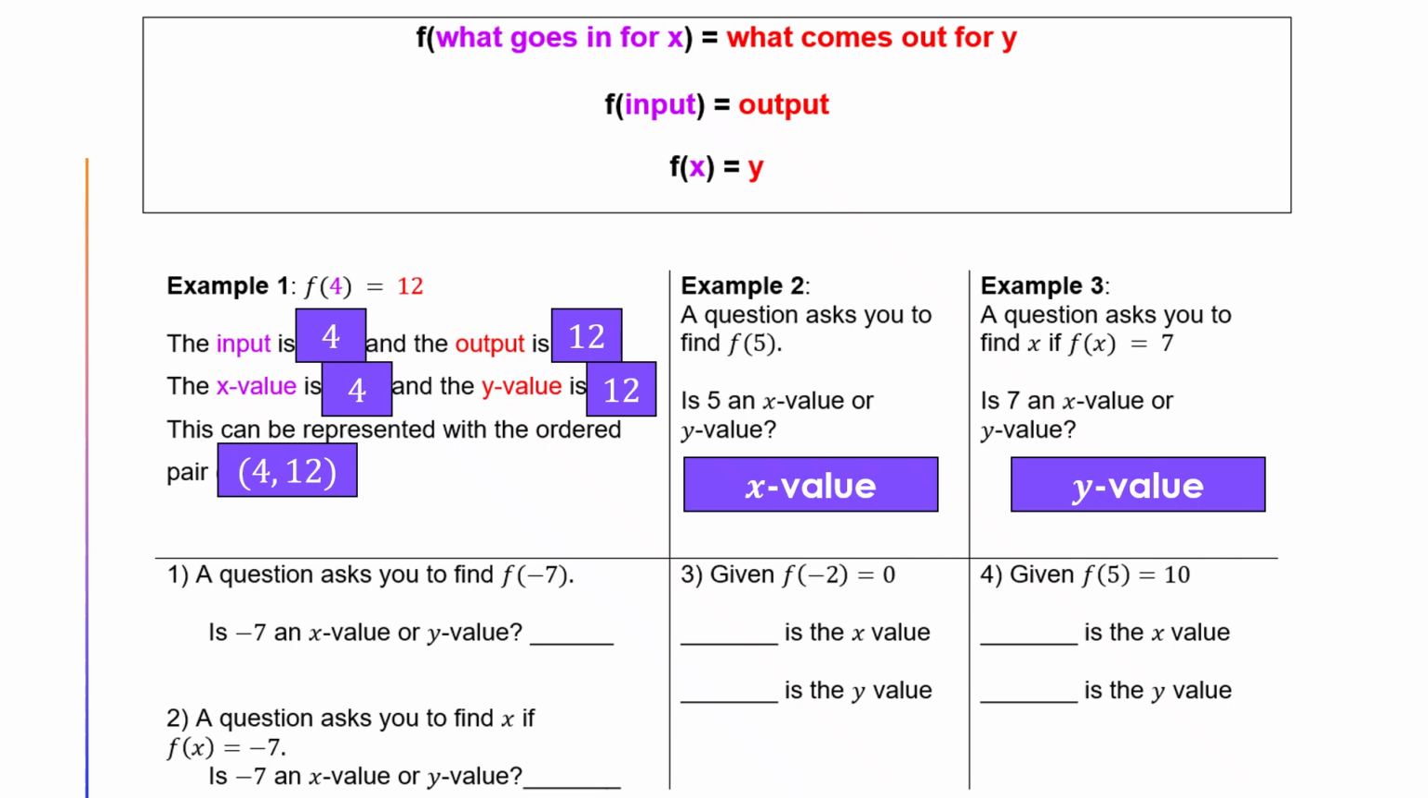So let's take a look at number 1 down here at the bottom. It says a question asks you to find f of negative 7. Is negative 7 an x value or a y value? Since it's inside the parentheses, it would be an x value. And then if a question asks you to find x if f of x equals negative 7, f of x is a fancy form of y, right? So negative 7 is technically a y value. Go ahead and take a second to try out numbers 3 and 4. Pause the video, get answers down for 3 and 4, and then unpause and see if you get the correct answer.